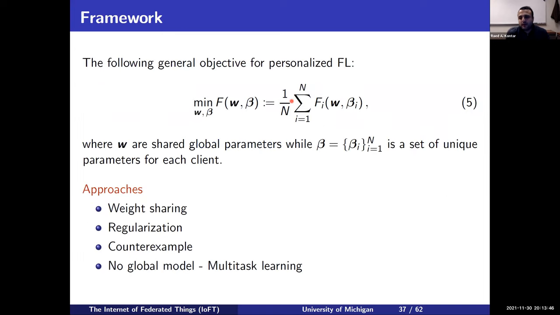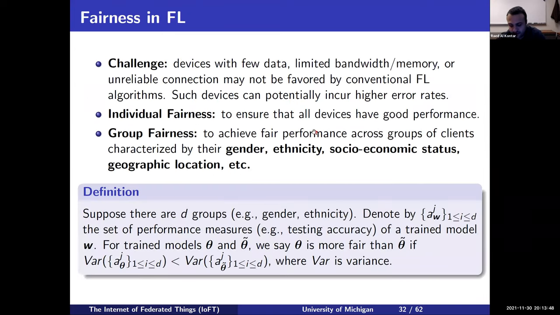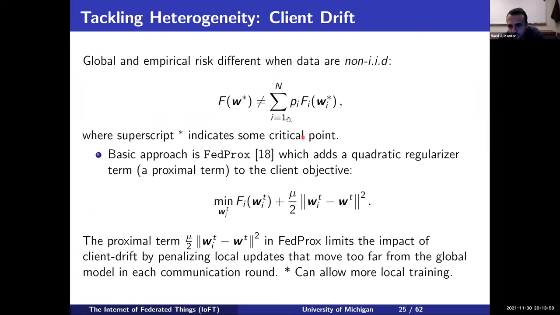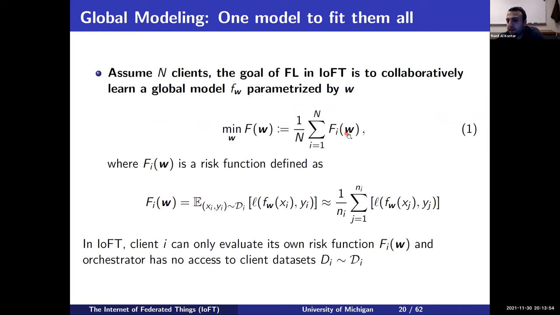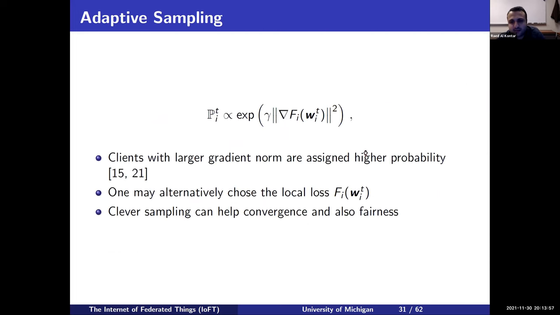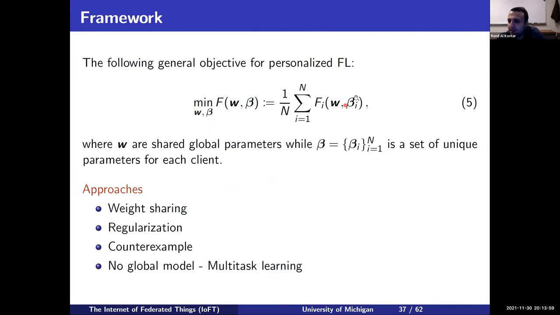Okay, so in general, one can rethink this global objective of a global model as a setting of a personalized model by simply saying, okay, instead of learning one global model, let me also learn individualized parameters. So here, this is still the average of the empirical risk function over all clients. However, we have two sets of parameters. W is a shared set of parameters, and beta is a set of parameters unique to each client, beta i. Okay, so we have beta i.